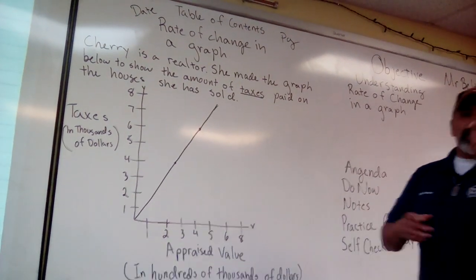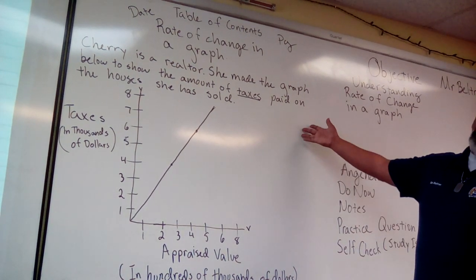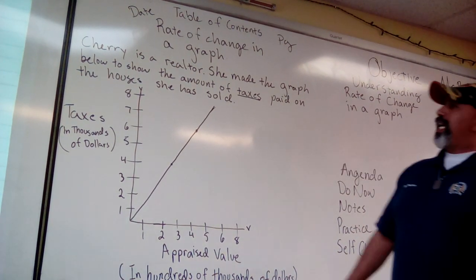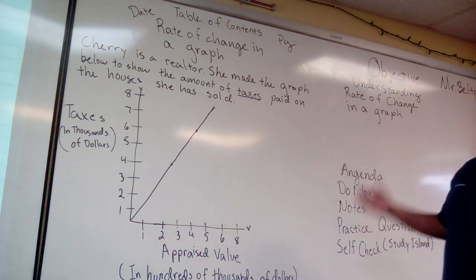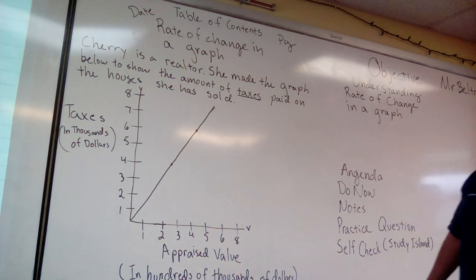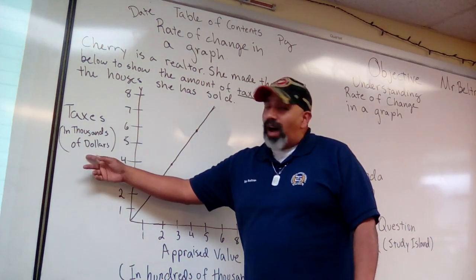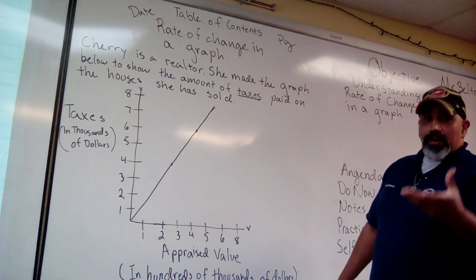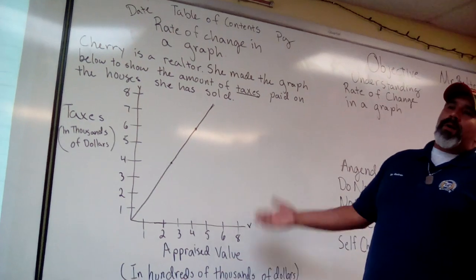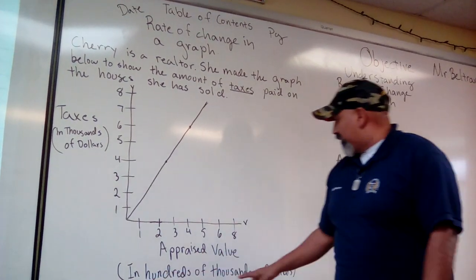So if you didn't get all the notes, or if there's a time to pause, we're moving on. Rate of change in a graph, our practice question. Sherry is a realtor. She made the graph below to show the amount of taxes paid on the houses she has sold. So we have our taxes in thousands of dollars. Over here is the appraised value for those homes. The value of the homes after they've been appraised, in hundreds of thousands of dollars.